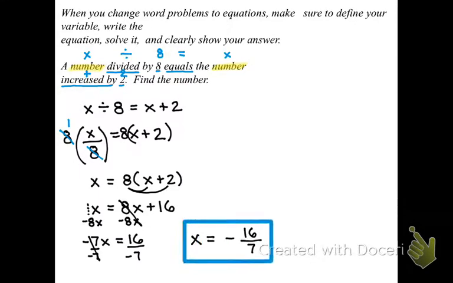So if you're trying to use that guess and check approach, I definitely don't think you would have magically come up with negative 16 sevenths on your own. So you really want to make sure you're working through that process of writing out an equation and using the steps we've learned to solve that equation.